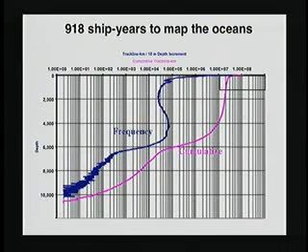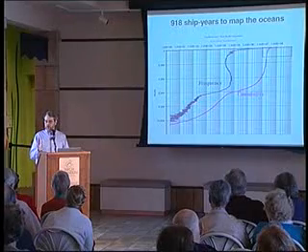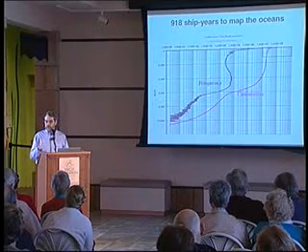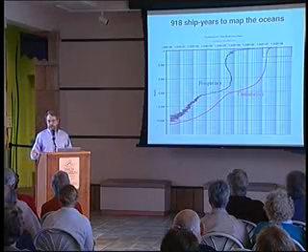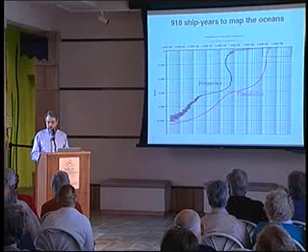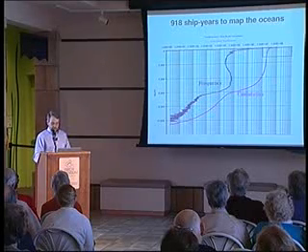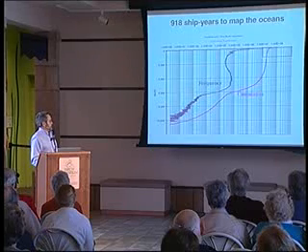This graph is a little hard to understand, but I'll just explain what's going on here. If you wanted to map all the oceans with ships all the way up to the coastline, so you go in 100 meters of water, it would take about 918 ship years to map all the oceans with ships. If you want to focus just on the deep oceans, greater than about 2,000 meters, it would only take 125 ship years. The problem is when you get into the shallow water, the swath of the sonar gets narrower and narrower. You have to do more and more tracks, and it becomes really difficult.